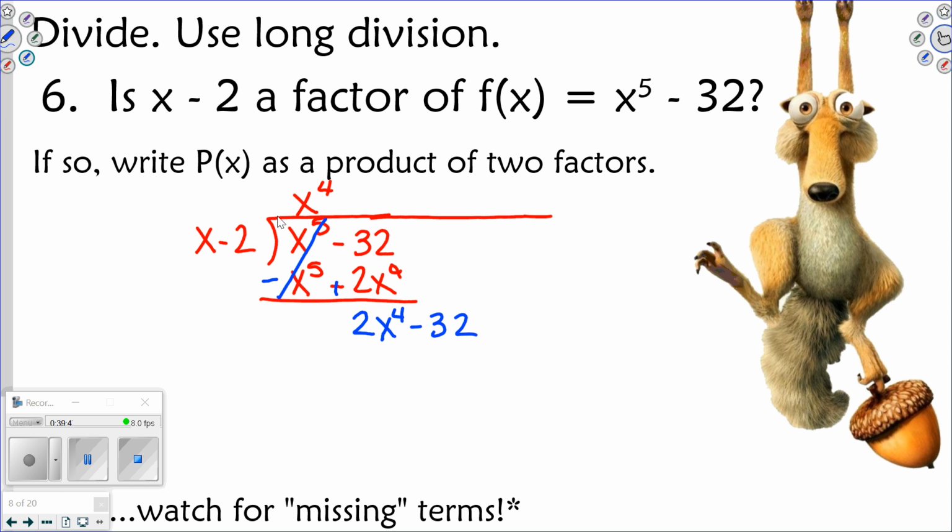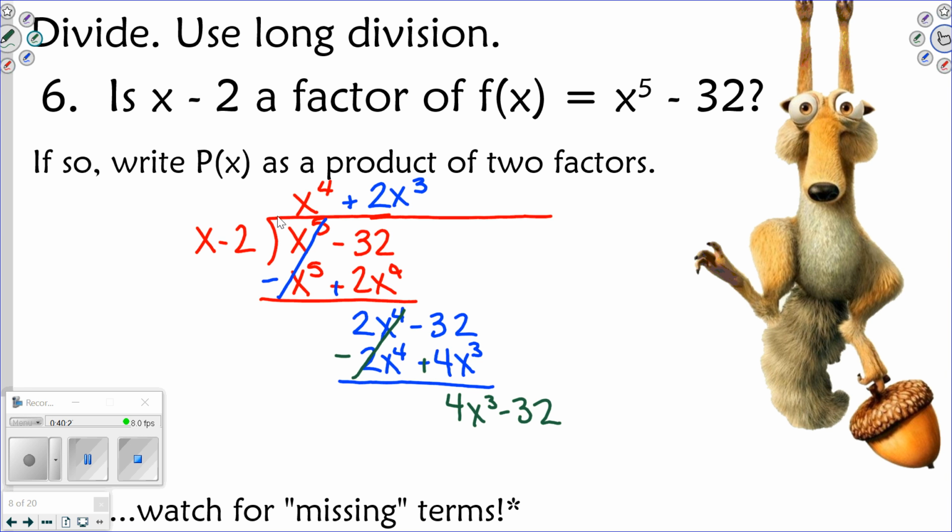What do you multiply x by to get 2x to the 4th? 2x cubed. All right, 2x cubed times x is 2x to the 4th. And then 2x cubed times negative 2 is negative 4x cubed. And then change your signs. My x to the 4ths cancel. Those aren't like terms, so I have 4x cubed minus 32. Isn't this fun?